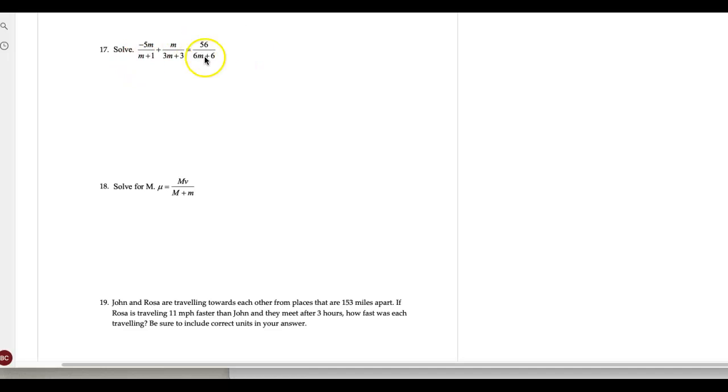So let's start by getting anything on the bottom factored. I'm going to have -5m over m plus 1, which can't factor any further, plus m over, well, 3 can factor out here, so 3 times m plus 1, and then equals 56 over, well, here I've got a 6 that will divide out, 6 times m plus 1.